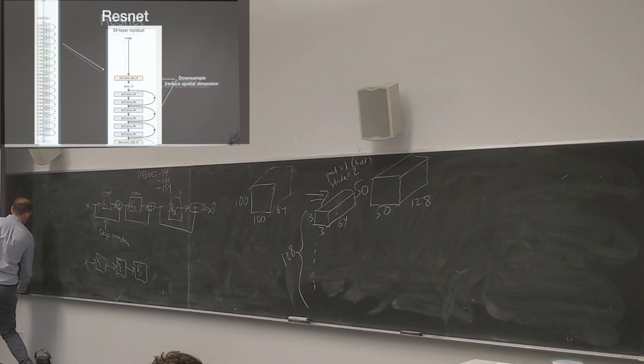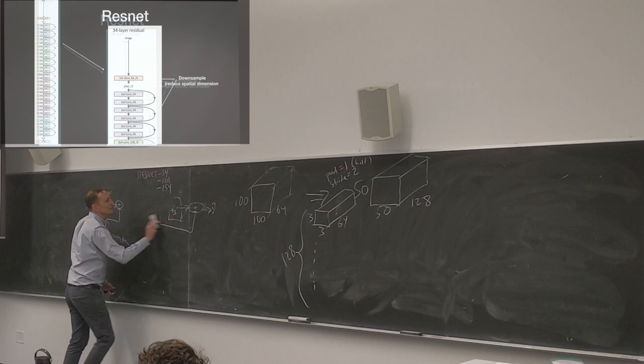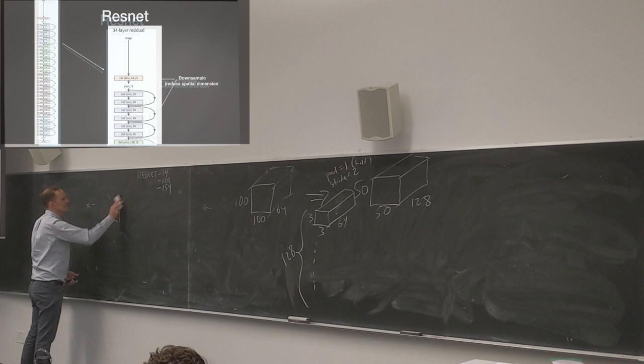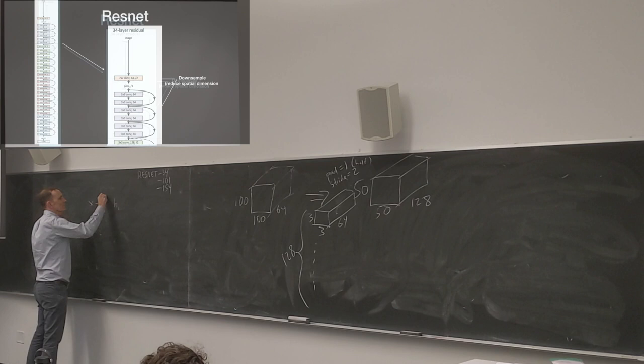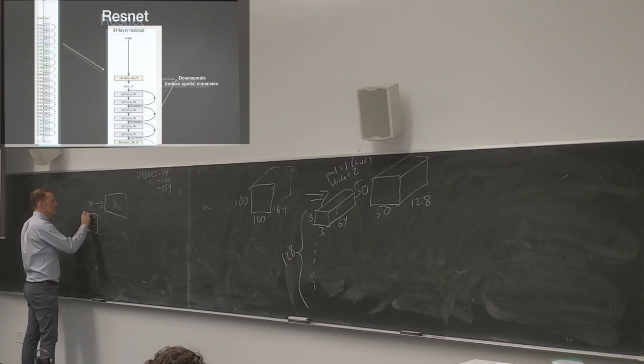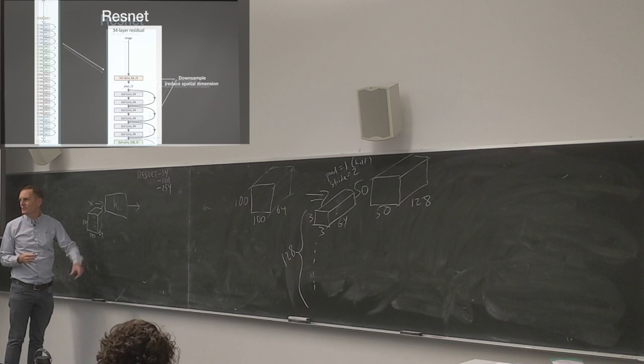Right, let's say this is the downsample here. Let's just make this bigger. So we have our H1, we have our X coming in. Our X coming in is 100 by 100 by 64, definitely not to scale. We know what's coming out here is what size, according to what we just did over there?